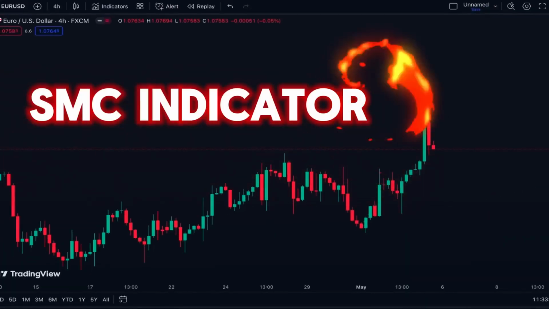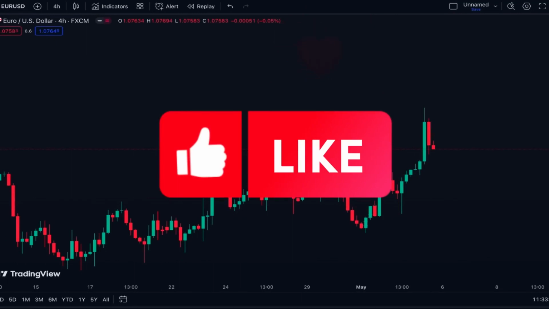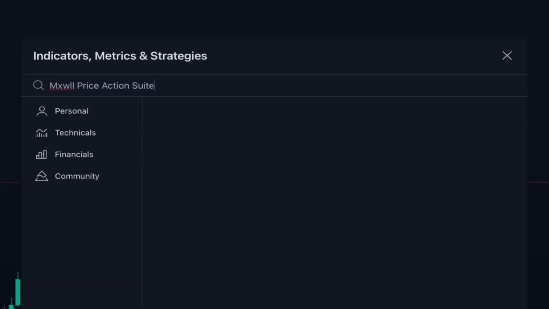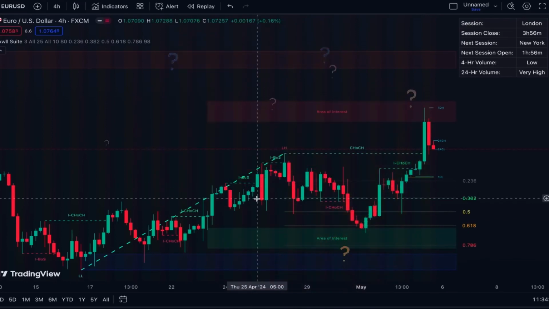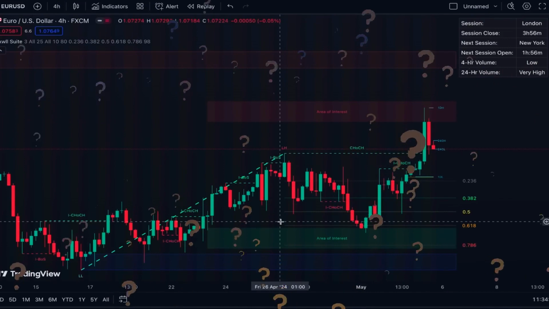Alright, now I want to introduce an indicator that automatically finds and shows you many of the SMC levels that you can use for trading. To add this amazing indicator to our chart, we click on indicators and search Maxwell Price Action Suite, this one, which is an editors' picks indicator written by Maxwell Capital Trading. Alright, the indicator is overlaid on the price chart, and as you can see, many lines, levels and labels are added to our chart, which I will explain now.